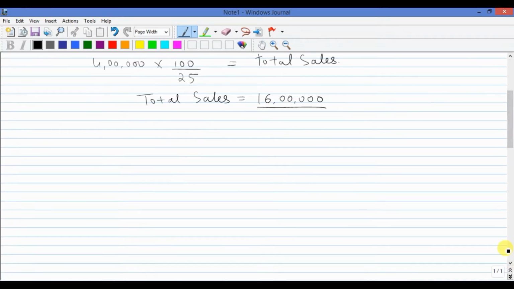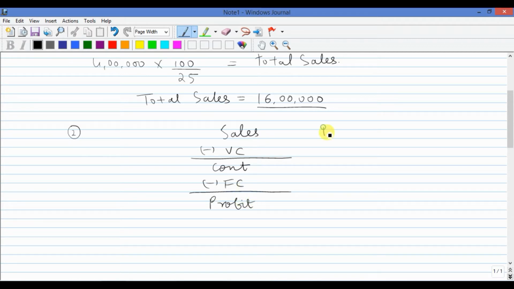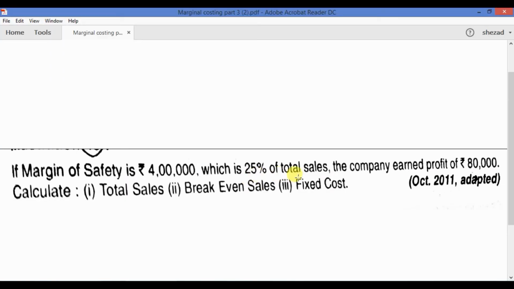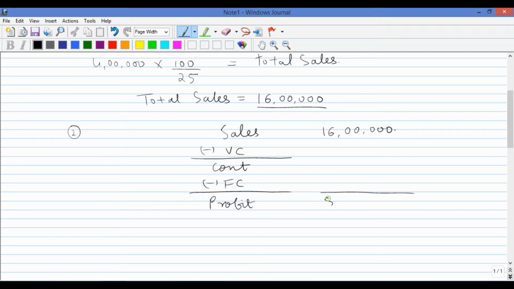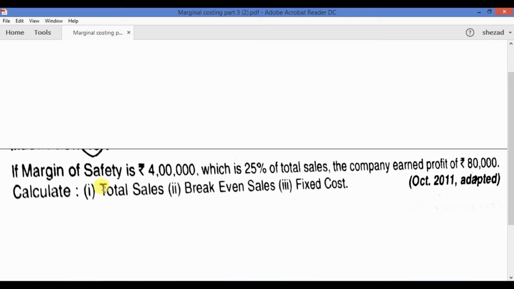Now friends, I am moving forward. Sales minus variable cost is going to give me contribution, minus fixed cost is going to give me profit. Right now I'm aware that the total sales is 16 lakhs and the company has earned a profit of 80,000. Now friends, the margin of safety is 4 lakhs.